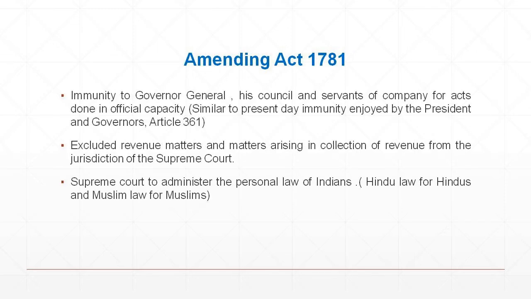Amending Act of 1781. In a bid to rectify the defects of the Regulating Act of 1773, the British Parliament passed the Amending Act of 1781, also known as the Act of Settlement. The features of this act were as follows. It exempted the Governor General and the Council from the jurisdiction of the Supreme Court for the acts done by them in their official capacity.